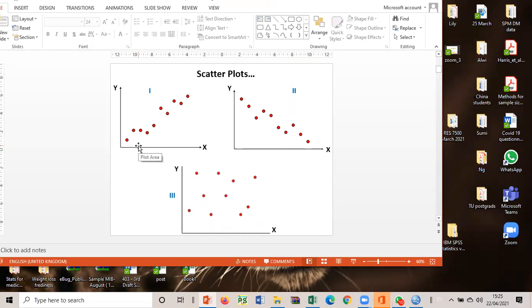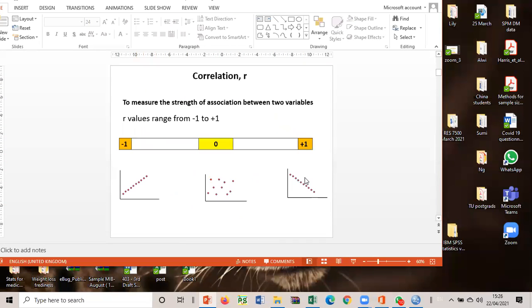Next, these are plots we see. Number one, how do you describe number one? Positively associated. When X increases, Y increases equally. Number two: when X increases, Y decreases. Number three: it's random. There's no association. Positive association, negative association, no association. Right, correlation. We discussed correlation.